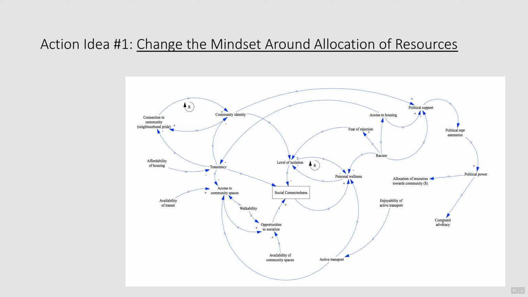Referring to the action items document and the causal loop diagram, you can see that the first action item developed by the participants is a change to the mindset around allocation of resources. This action idea focuses on the 2 variables on the far right of the causal loop diagram, allocation of resources and community advocacy.